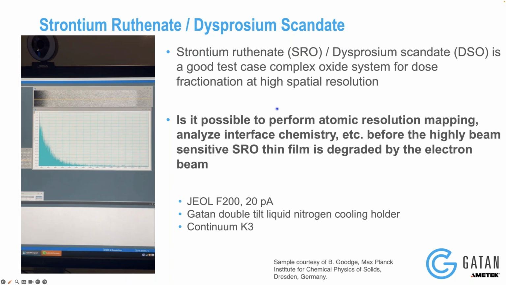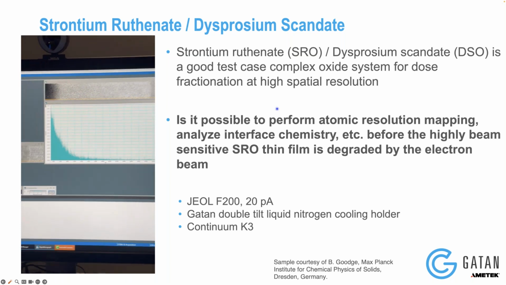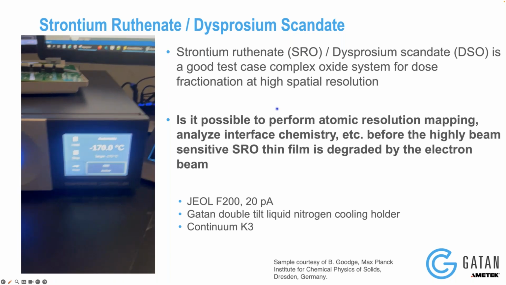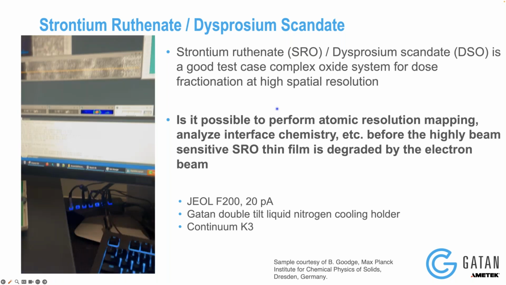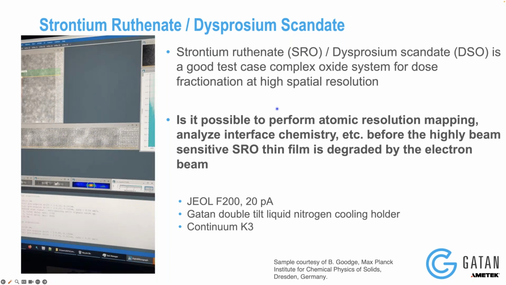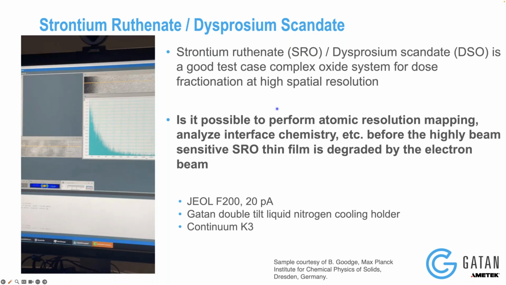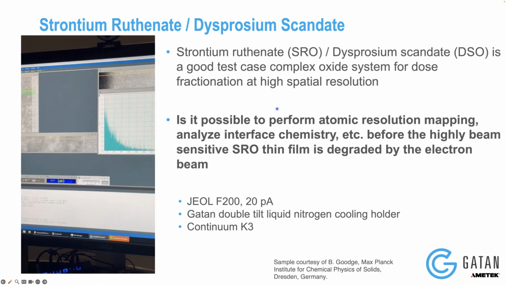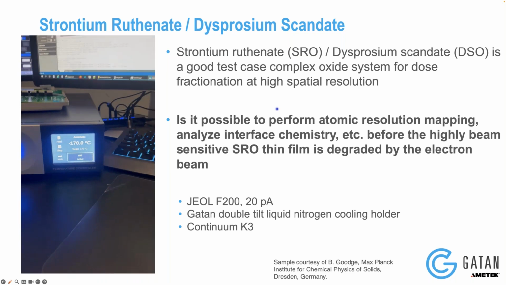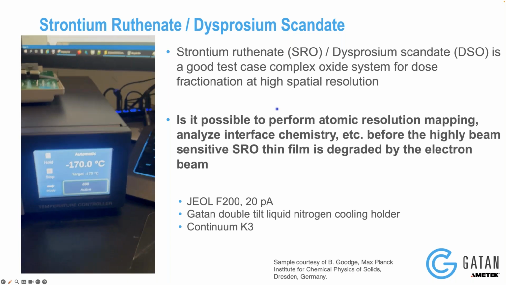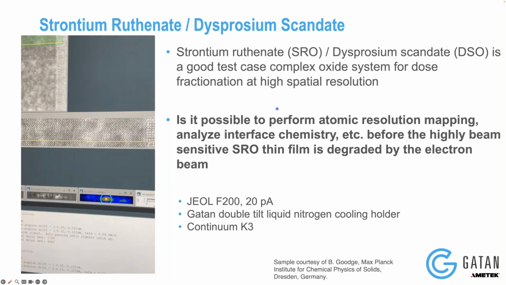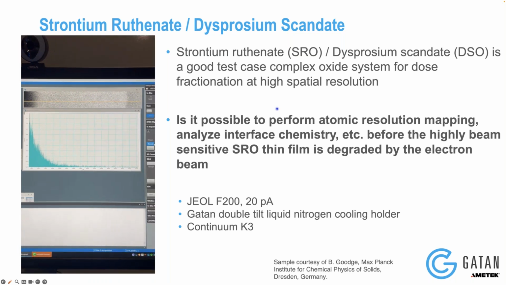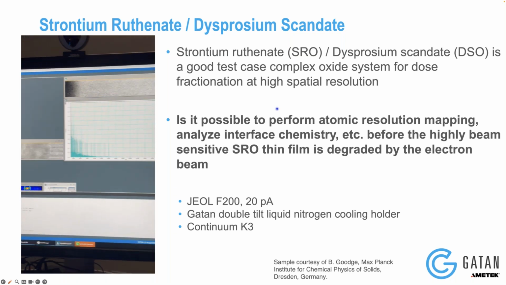This sample was very kindly given to us, or lent to us, by Barrett again. Barrett's now at the Max Planck Institute for Chemical Physics in Dresden. I've actually done this at room temperature, and the sample was so beam sensitive that I then decided to run this in a cryo holder. So this was done in the office at Pleasanton on our JEOL F200, so no Cs corrector, very low probe current of 20 picoamps with a double tilt cooling holder. I got data from K3 and Stellar, but the majority of the data I'm showing here is K3 data.